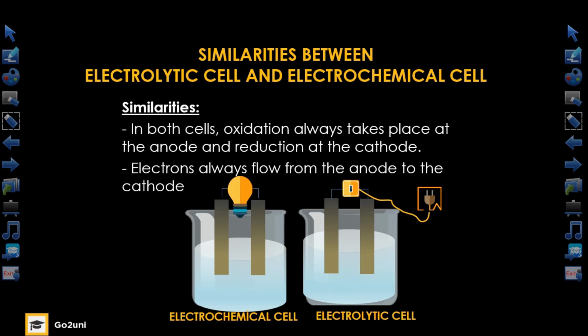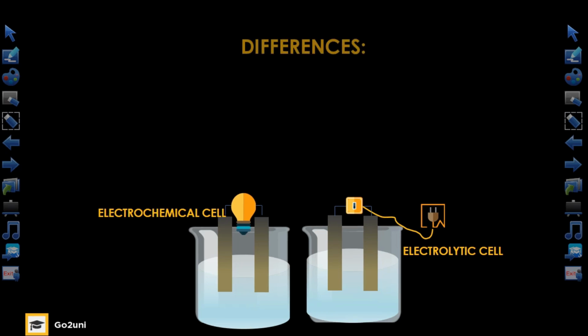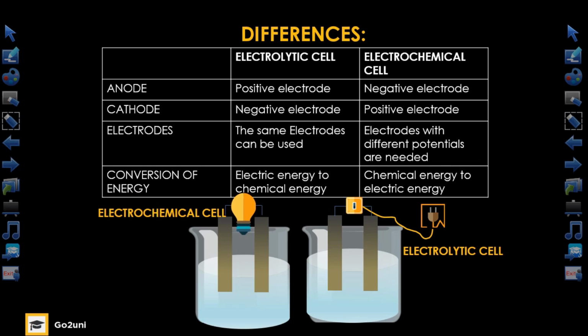So these are the similarities between these two types of cells. Having seen the similarities, we can also talk about their differences. Like we said from the beginning of the discussion under electrochemical cells, electrochemical cells have negative anode, but in the case of electrolytic cell, the anode is positive. So if anode is positive for electrolytic cell and negative for electrochemical cell, it means the cathode will be the opposite. So cathode is negative for electrolytic, but positive for electrochemical.